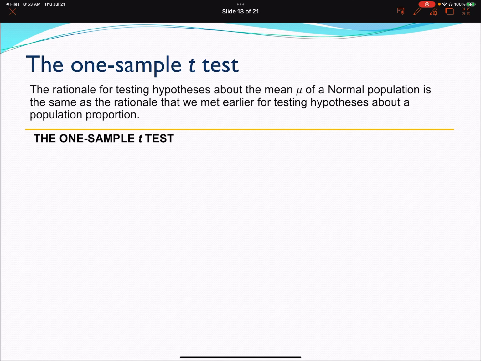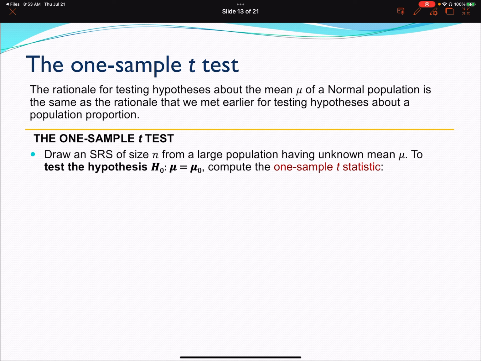This video is going to cover how to conduct a one-sample t-test along with an example. The rationale for testing hypotheses about the mean of a normal population is the same as the rationale that we met earlier for testing hypotheses about a population proportion. So we're going to use this to conduct a one-sample t-test.